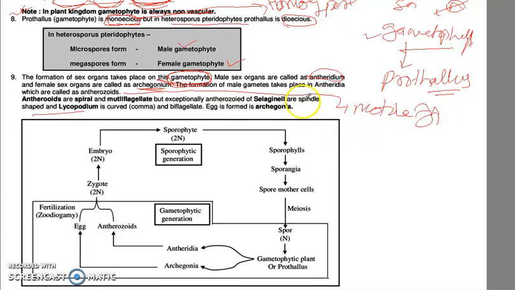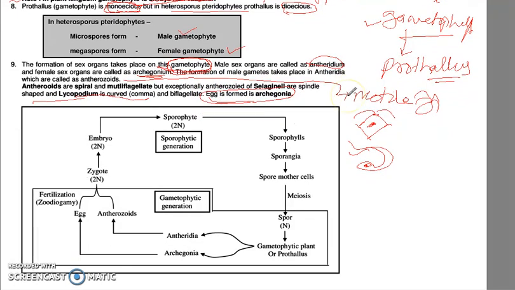But when we move on to Selaginella, the antherozoid is spindle shaped and biflagellated. When we move on to Lycopodium, the antherozoid is comma shaped, and also biflagellated. The egg is the female gamete, formed in the archegonium.